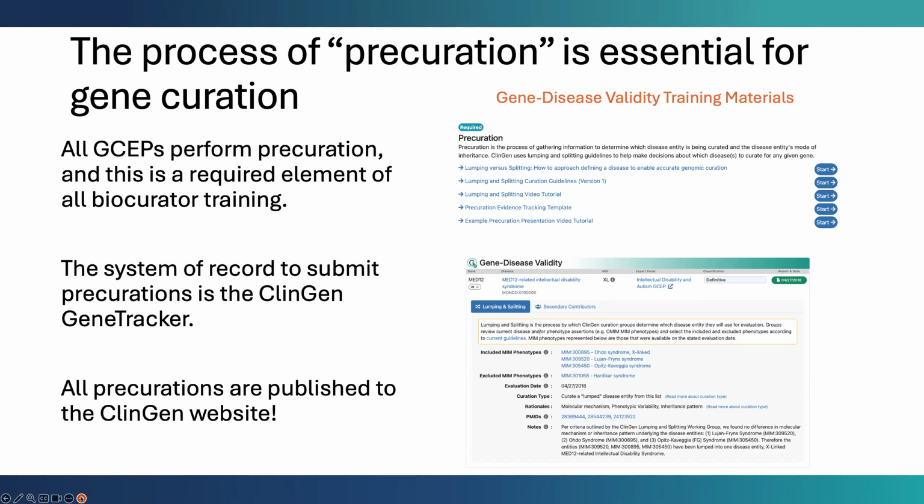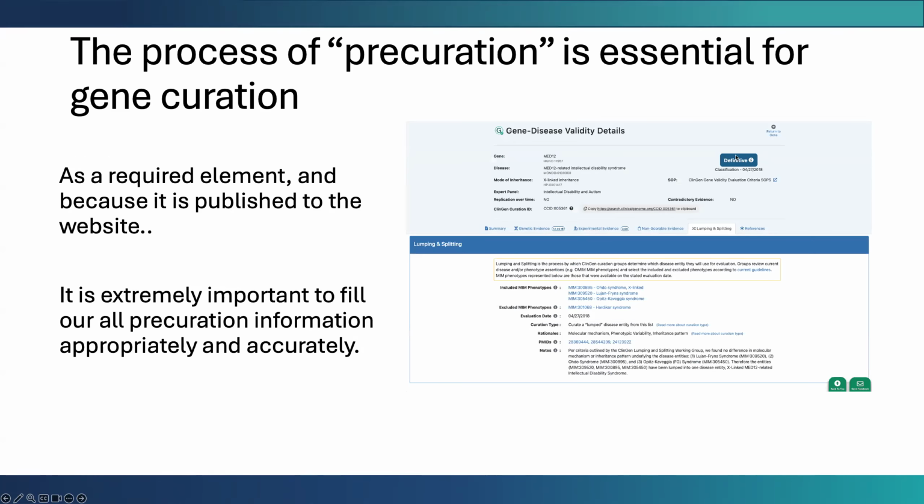The other thing is that it is published in two ways. One thing I wanted to point out is that you can tell all of the pre-curations, and eventually all of our curations, should have this little symbol, the crossed arrows here. But another place that they can see this information is if they click into the actual curation themselves, and you have a tab that says lumping and splitting. And again, because this is a required element, it is extremely important for all of you to fill out all of the pre-curation information appropriately and accurately.